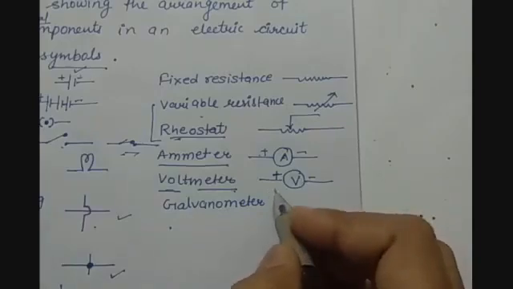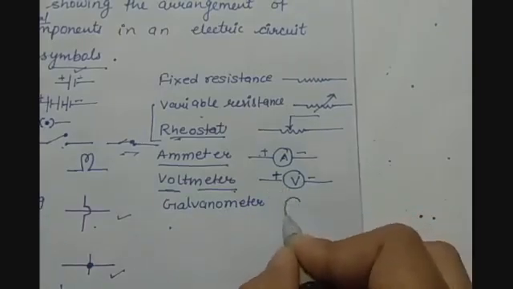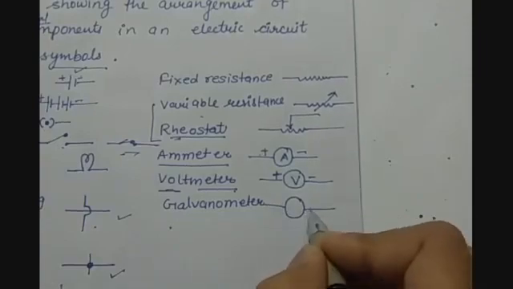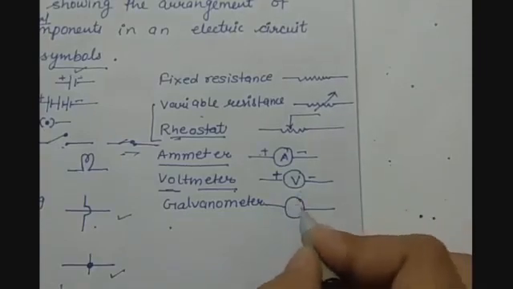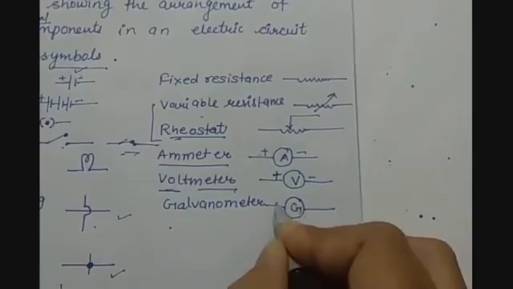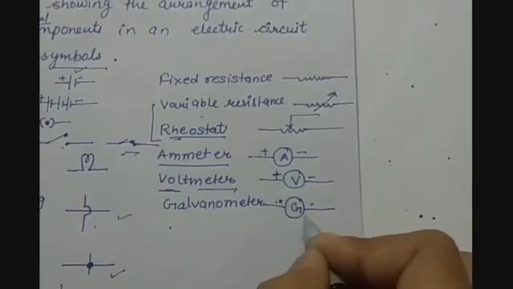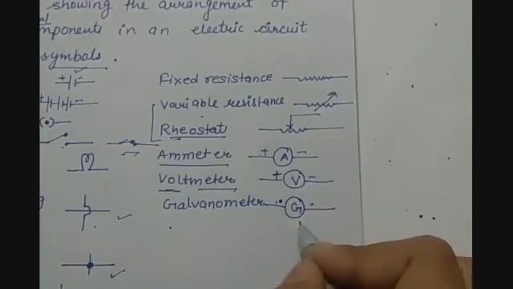Then we have a galvanometer. A galvanometer is an electrical device which is used to indicate or detect the presence of current in the circuit. It has two symbols, and these two symbols are almost the same because in any direction it can show the current.